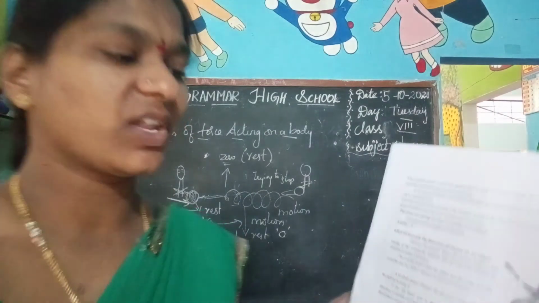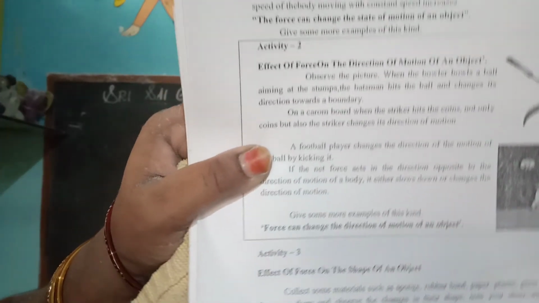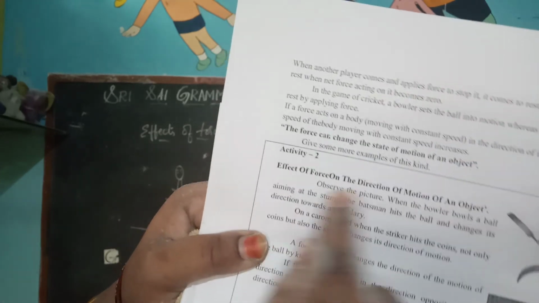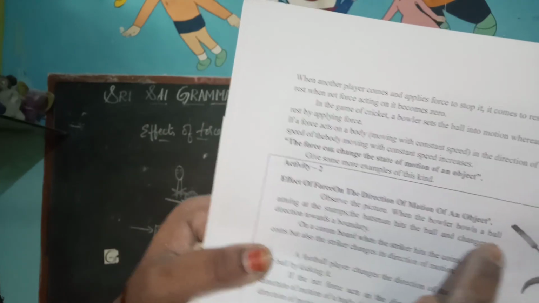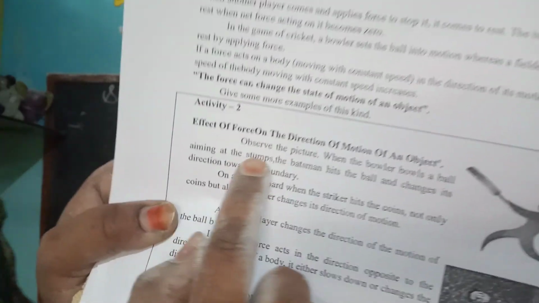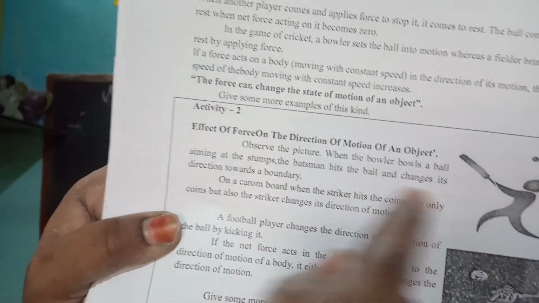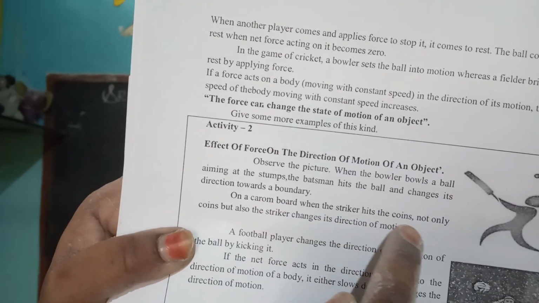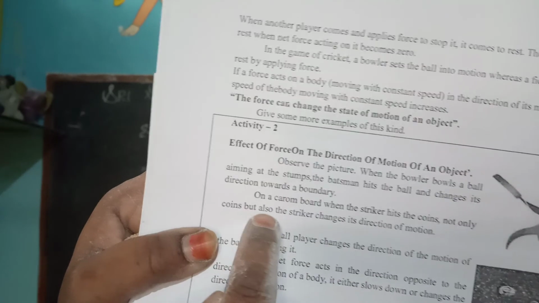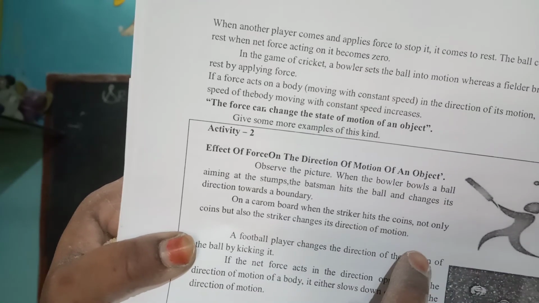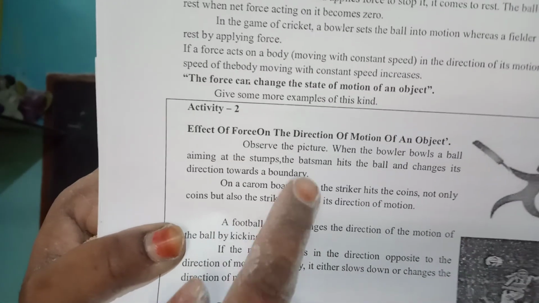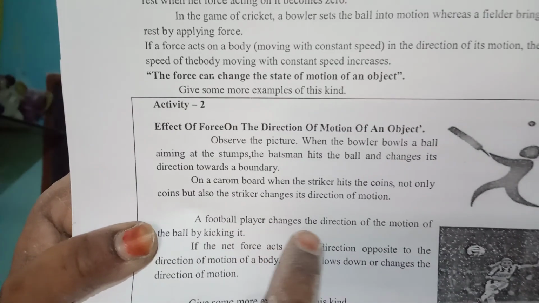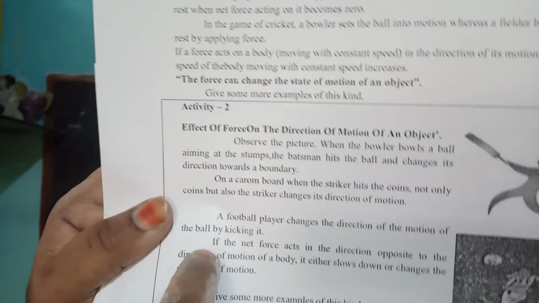Now see some examples here. Effects of force: the direction of motion of an object. Observe the picture. When the bowler bowls a ball aiming at the stumps, a batsman hits the ball and changes its direction towards the boundary. As on a carom board also, when the striker hits the coins, not only the coins but also the striker changes its direction of motion. Not only a cricket ball, also carom. In football also, a football player changes the direction of motion of the ball by kicking it.